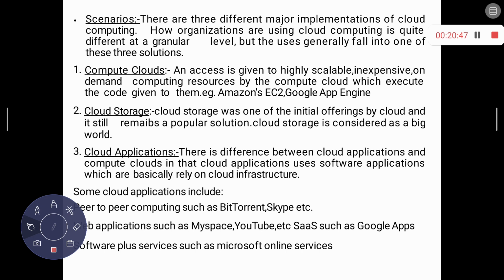Now cloud storage. Okay, this is the common one. Cloud storage was one of the initial offerings by cloud, and it still remains a popular solution. So cloud storage is considered a big one.